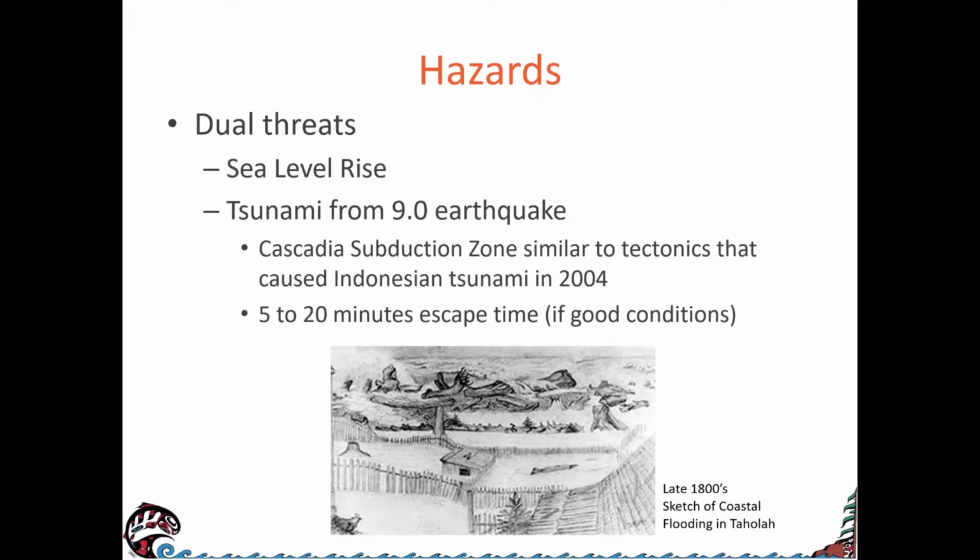A tsunami would likely be triggered by the Cascadia subduction zone, which is offshore. It has similar tectonics to those that caused the Indonesian tsunami in 2004. According to geological records, major quakes and tsunami occur every 300 to 500 years. We're 320 years into that cycle.